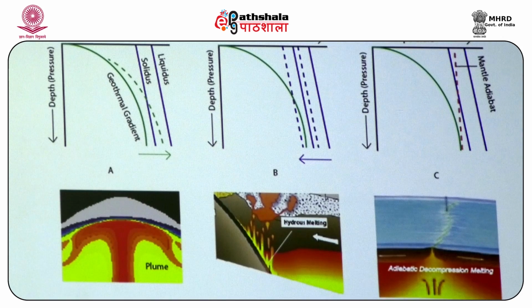Now let us talk about how the melting takes place. There are 2-3 fundamental things for anything to melt, which is very common sense also: either you increase the heat, or you decrease the pressure, and the third is that you add some liquid, some volatiles. All three conditions will allow the material to melt.